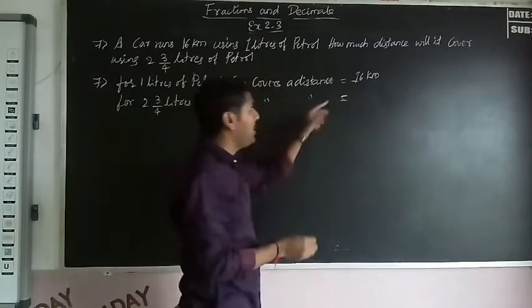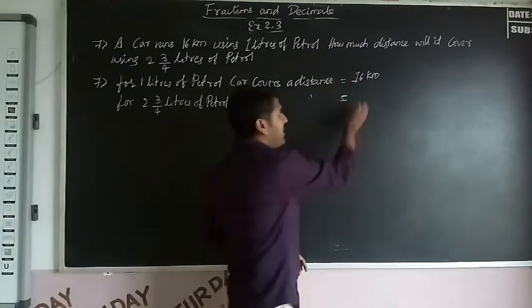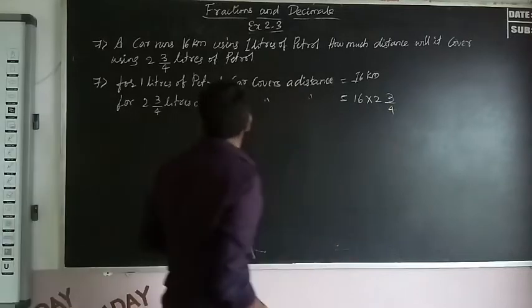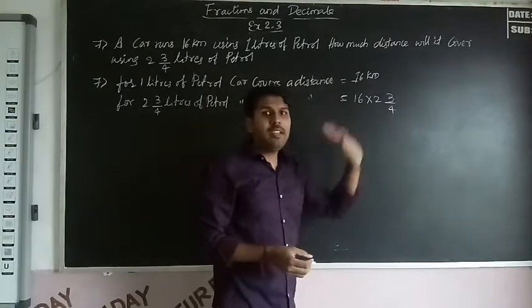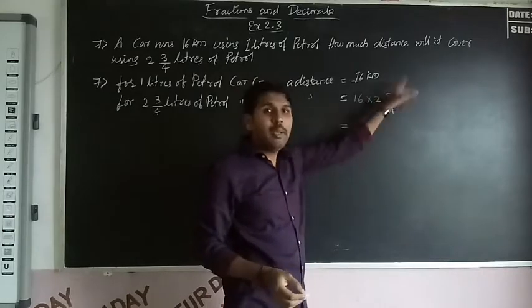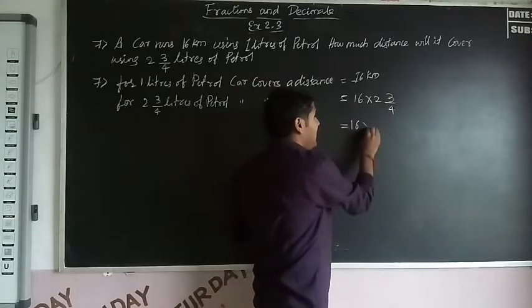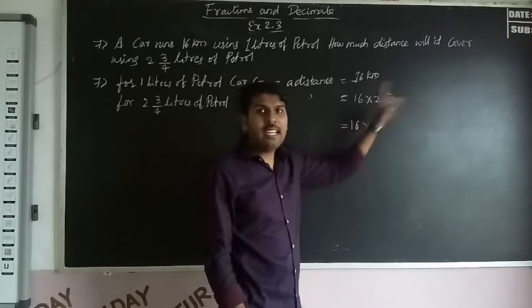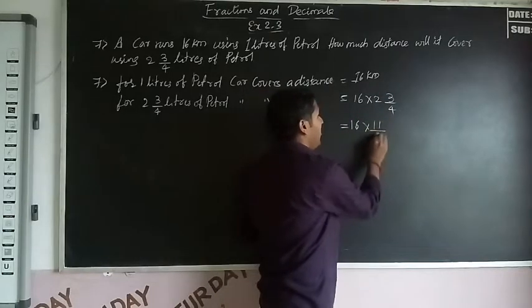Just cross multiplication. That is 16 into 2 integer 3 by 4. Next, how to multiply? First convert them into improper. So 16 as this. 4 2s are 8, 8 plus 3 is 11. 11 by 4.